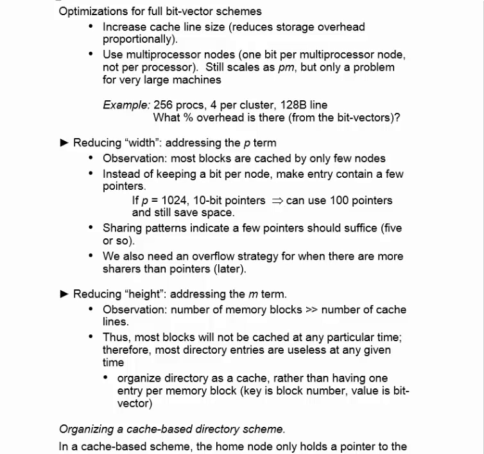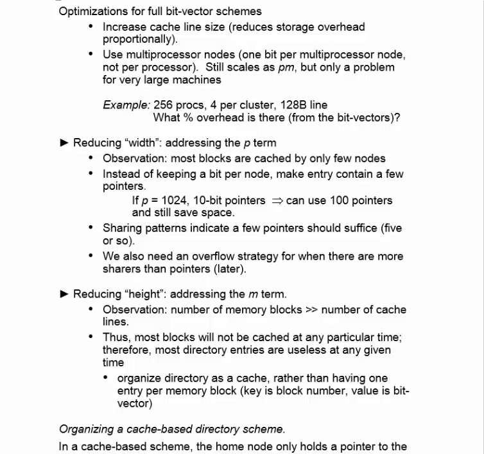And that means that if you have a lot of processors, let's say 1,024 processors, your bit vector length would be 1,024 bits. But you could use 100 10-bit pointers and still save space. Well, you're not going to need 100 pointers for each cache line.